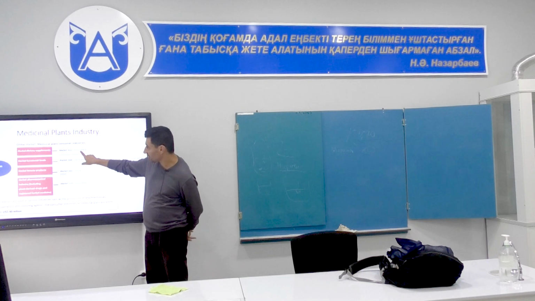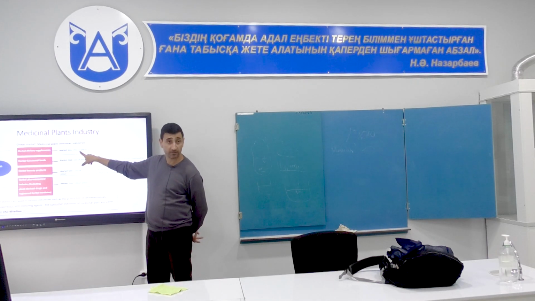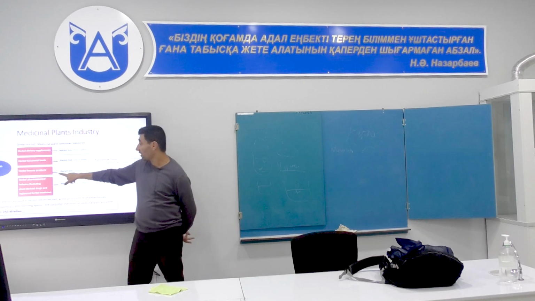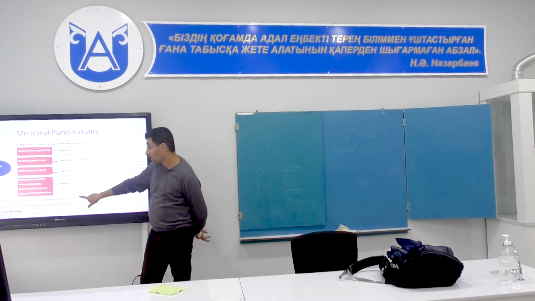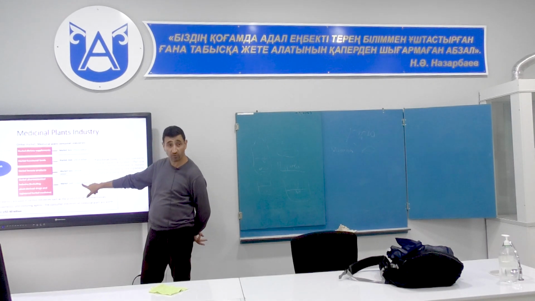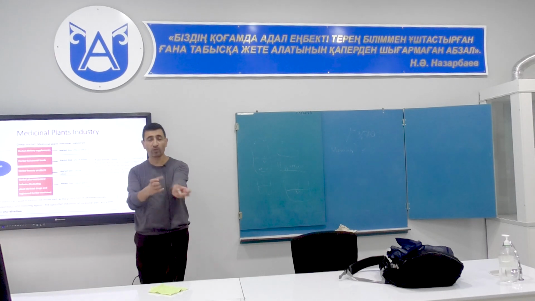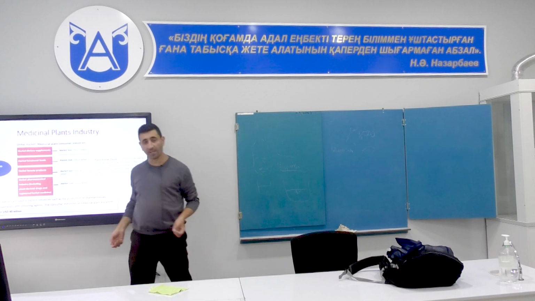Look at the numbers. For dietary supplements, it's 11 billion. For functional food, it's 14. For beauty, it's about 14 also. For pharmaceutical issues, it's 44 billion. That means we spend too much money on herbal products. Therefore, there is no need to import these materials. We can do it by ourselves.